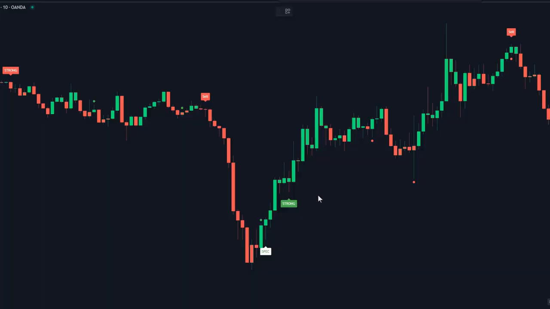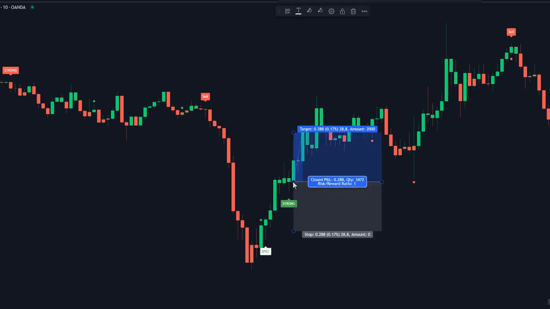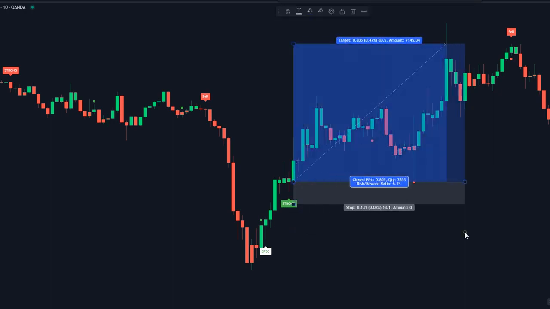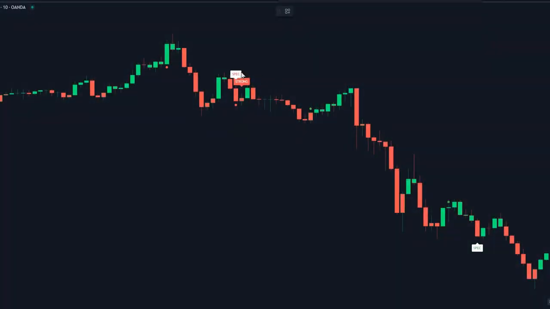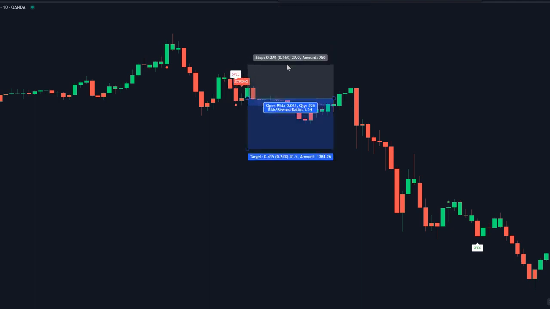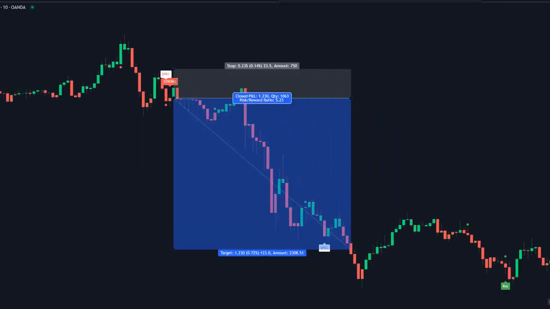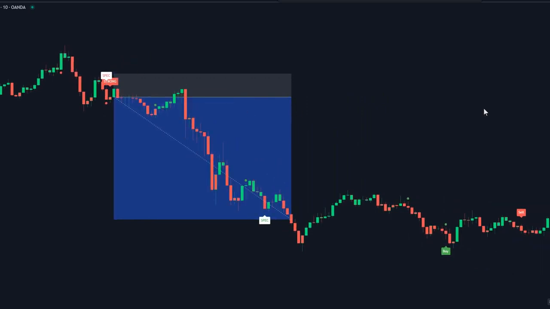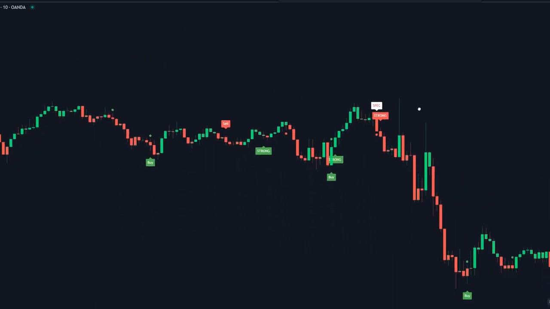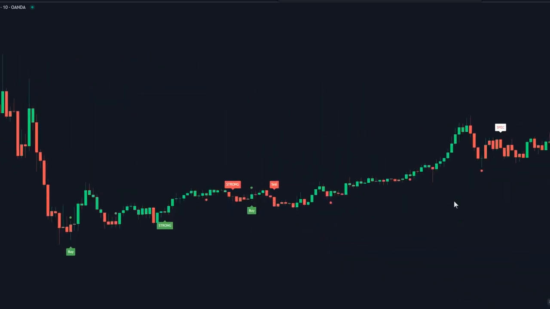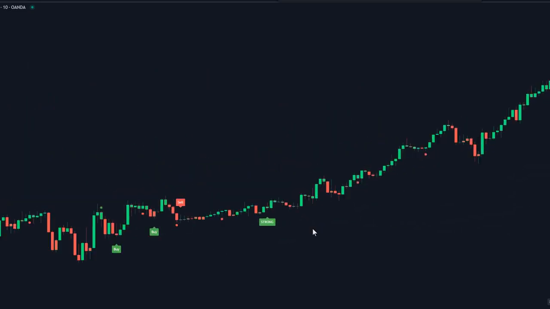For example, if you receive a speculative buy signal like this one, you should wait for a buy or a strong buy signal before executing a buy trade. If you receive a speculative sell signal like this one, you should wait for a sell or a strong sell signal before executing a sell trade. The idea is to increase the reliability of the signals by waiting for a second confirmation. Executing a trade after the second signal is triggered can also help confirm the direction of the trend.